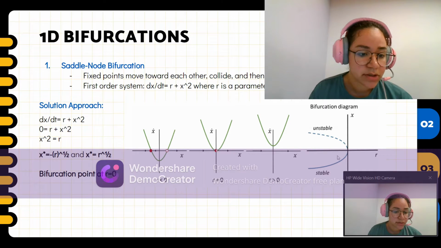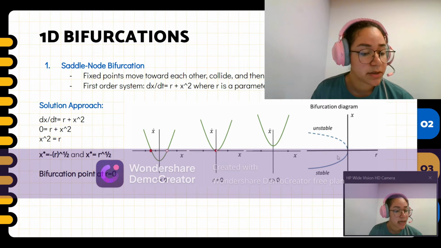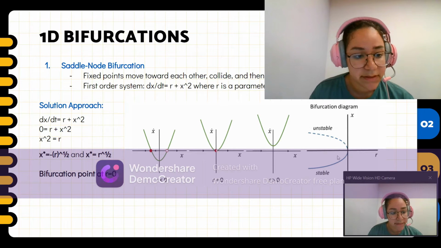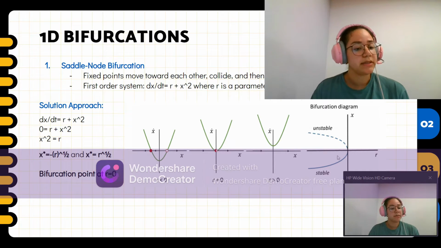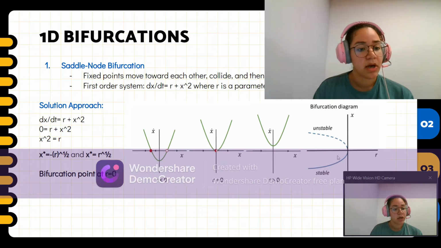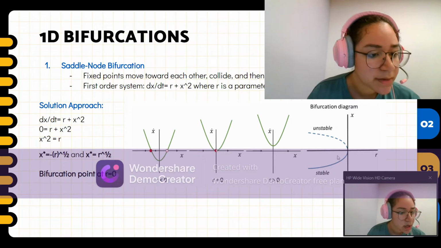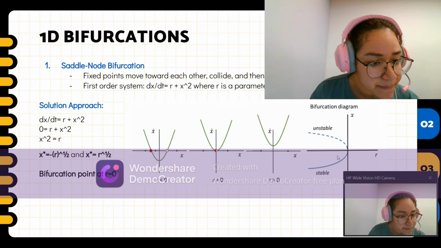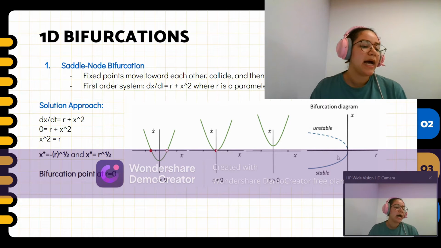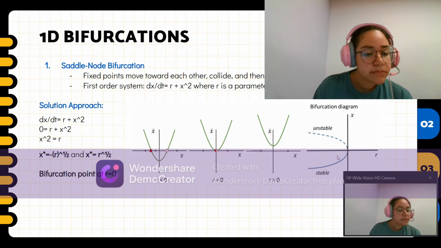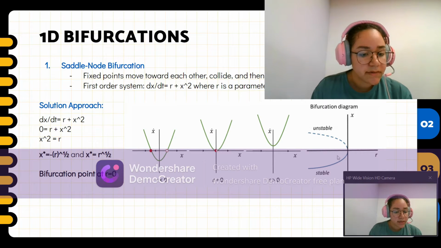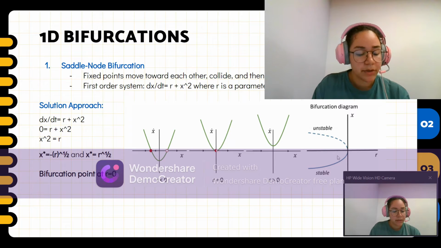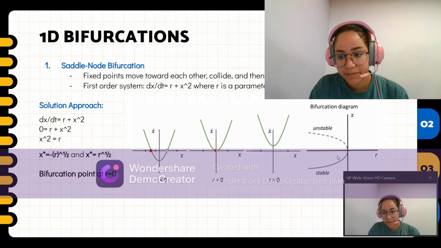In order to solve for the fixed points and their stability, we must set that equation equal to 0. So I have on the left dx over dt equals r plus x squared. We make that equal to 0 and essentially solve for r. That's supposed to have a negative x squared, my bad. And then we have the fixed points as positive and negative square root of negative r. And we know that the bifurcation point is at 0.